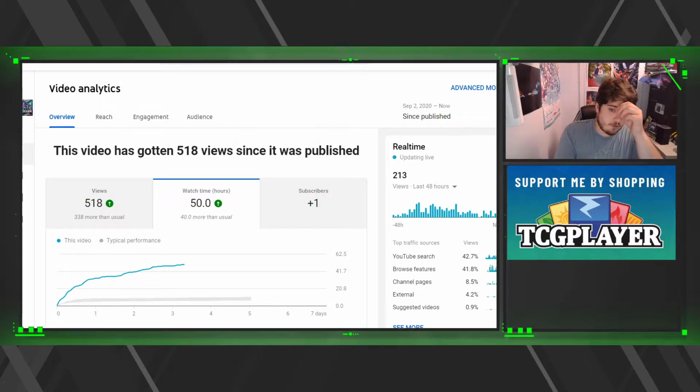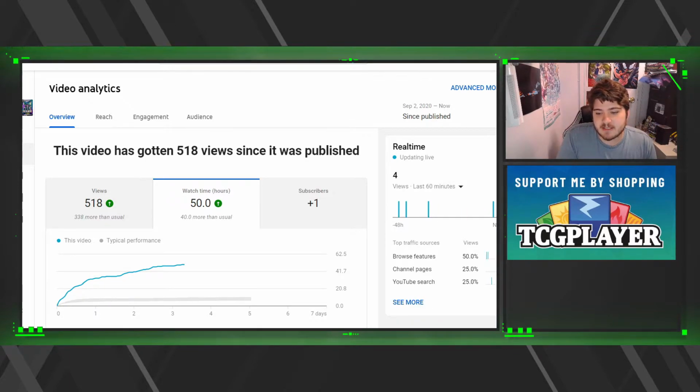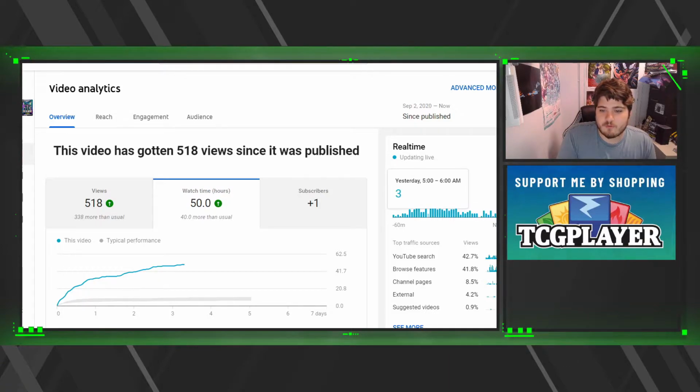And then you can take a look at the real time as it goes up. You can change it to the last 60 minutes. I get traffic through the browse feature, channel pages, and then YouTube search. But we're going to go over the real time. As you can see, I get like 3 to 5 views every hour or so, which isn't bad for this video, which is a really good outtake.